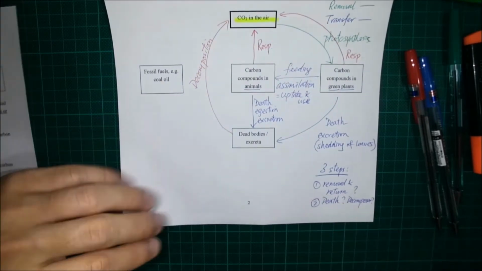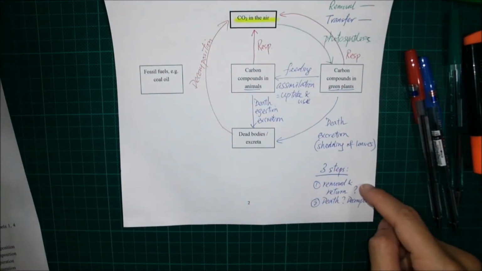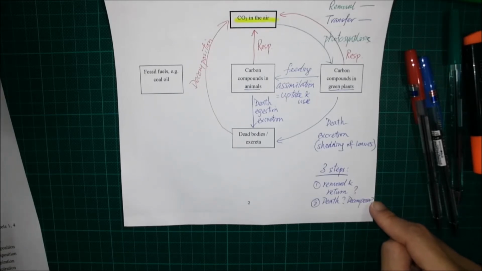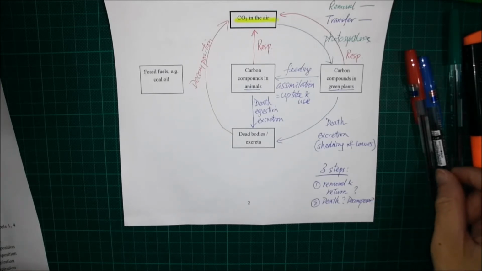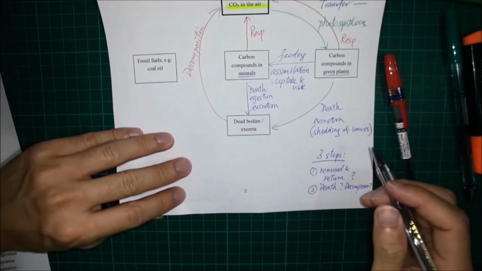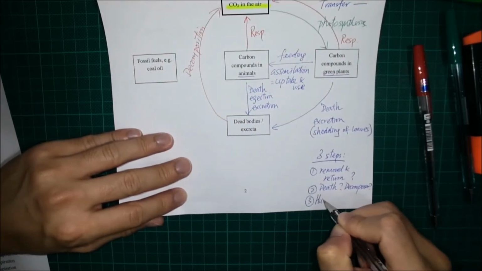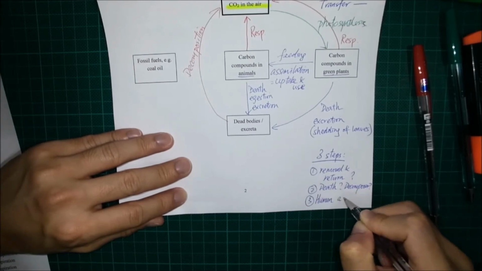So after that, we know that if we do not die, how is it possible for the return and removal? And the second one, if we really die, if we really produce some waste, how can the bacteria help us, the decomposer, the bacteria help us. And the third step to help us to analyze the cycle is that any human activity is involved, any human activity.